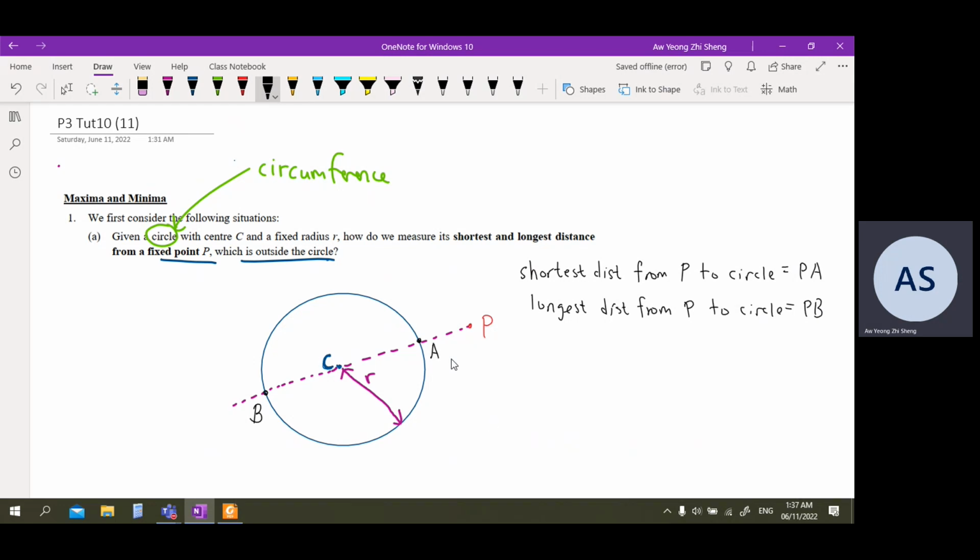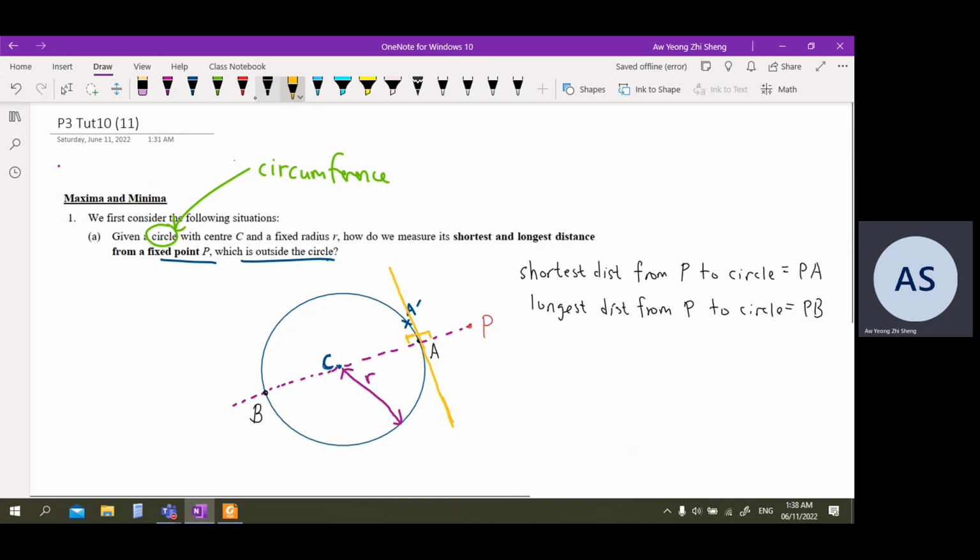Now, why must we take PA as the shortest distance? Why can't we take P to, let's say, A prime here? The way to explain this is not too hard to understand. We know that if we draw a tangent line to the circle at point A, and because CA is the radius, there will be a 90 degrees here. There will be a 90 degrees here. And of course, 90 degrees on the other side as well.